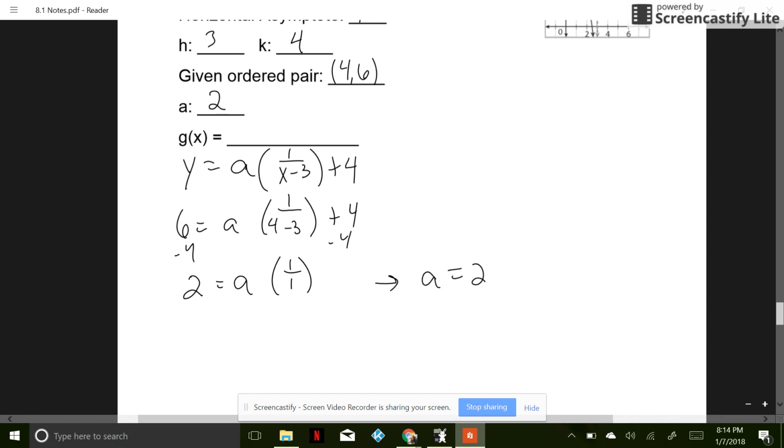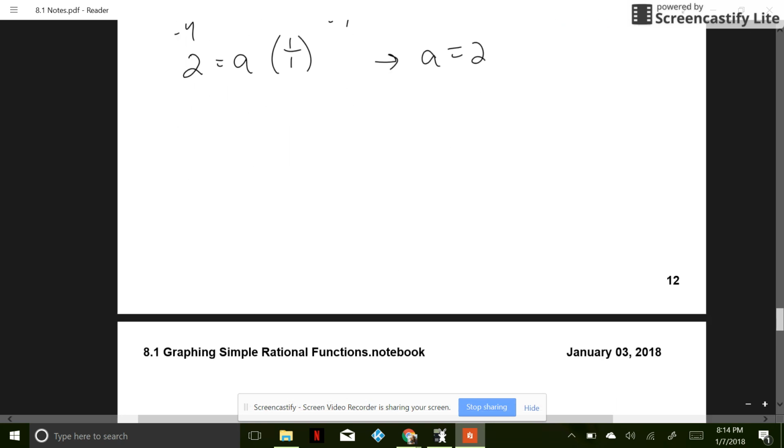So once you know that a is 2, we can rewrite our function. So g of x is equal to 2 times the quantity 1 over x minus 3, plus 4. And that is our equation that matches that graph.